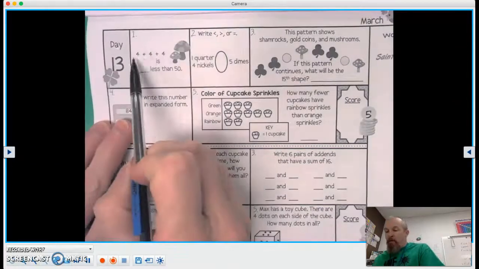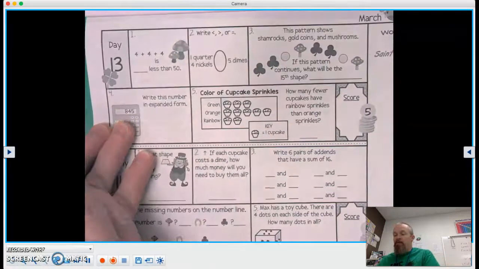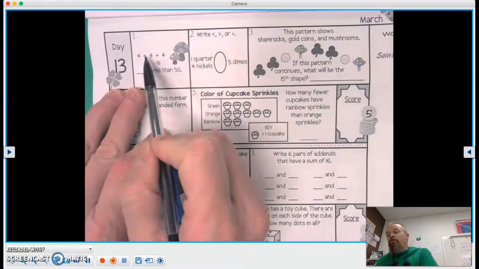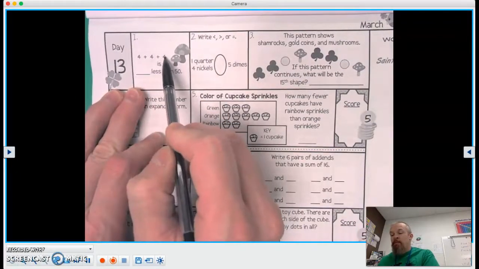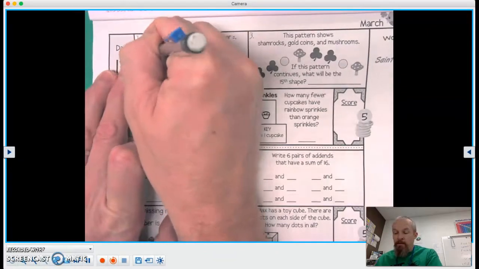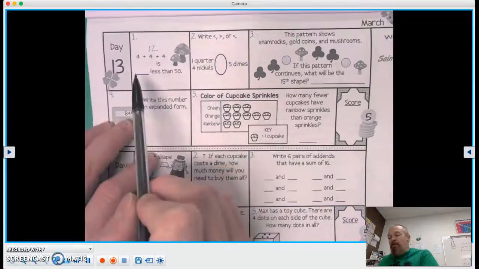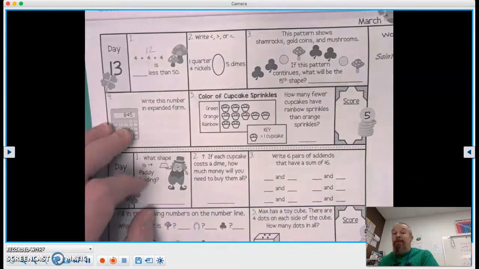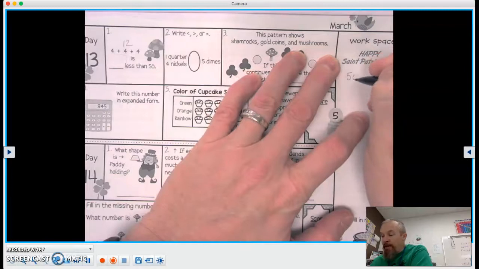We have 4 plus 4 plus 4 is blank less than 50. Yes, it's less than 50. I don't think that's what it's asking us, though, is it? So first, what is 4 plus 4 plus 4? 3 4s equals 4, 5, 6, 7, 8, 9, 10, 11, 12. Okay, so there's 12. So 12 is less than 50. Yes, it is. I think it's asking us how much less than 50 is 12. Is that what you're thinking? All right, so let's go and find that difference.